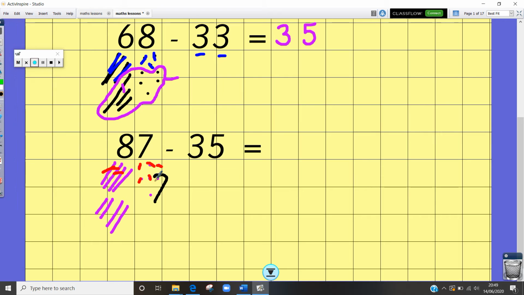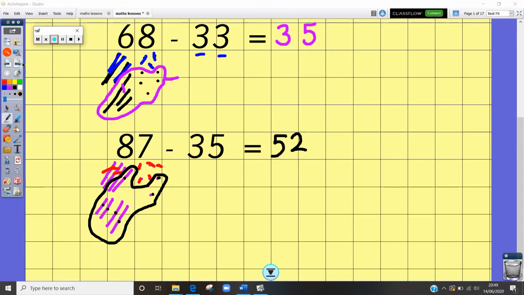Now remember, circle the ones that are left. So I have 2 ones left, and I have got all of these tens. So I need to count how many are in my circle. So I've got 10, 20, 30, 40, 50, 51, and 52. Well done if you have managed to get those correct. Awesome work this morning, well done.